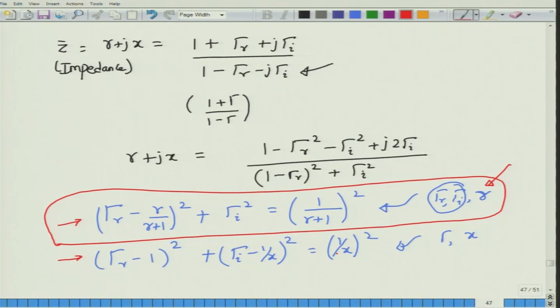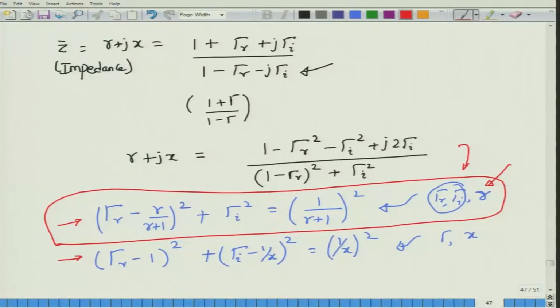As r changes, the center changes and the radius changes. As x changes, the center changes and the radius changes. If you plot both these equations on the same complex gamma plane, you would end up with the Smith chart. It is as simple as that. I would of course suggest that you derive these equations because they are tedious, and therefore I have avoided deriving that. So in the next module, we will build up the Smith chart.